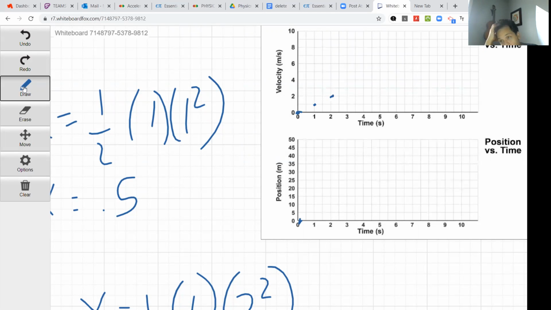So then you've got to keep going. What is this going to look like? Is it going to be straight? Is it going to curve? I don't know. Let's look at position.